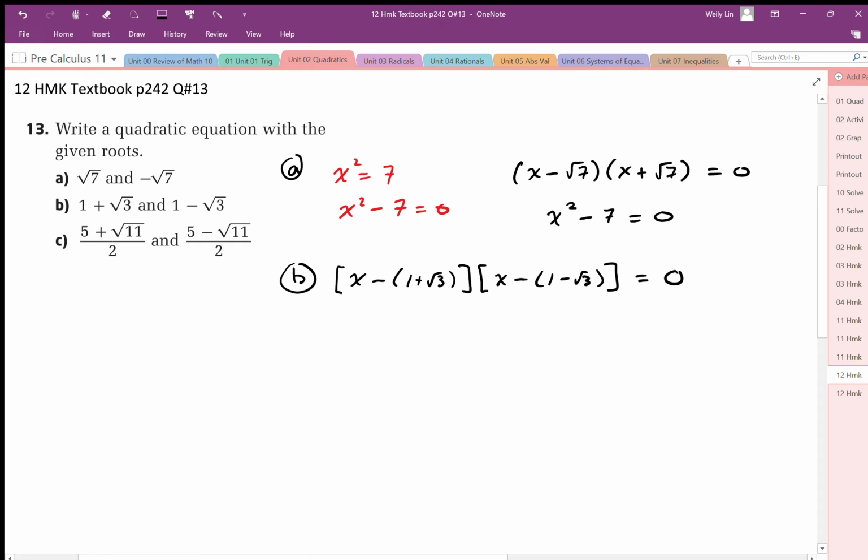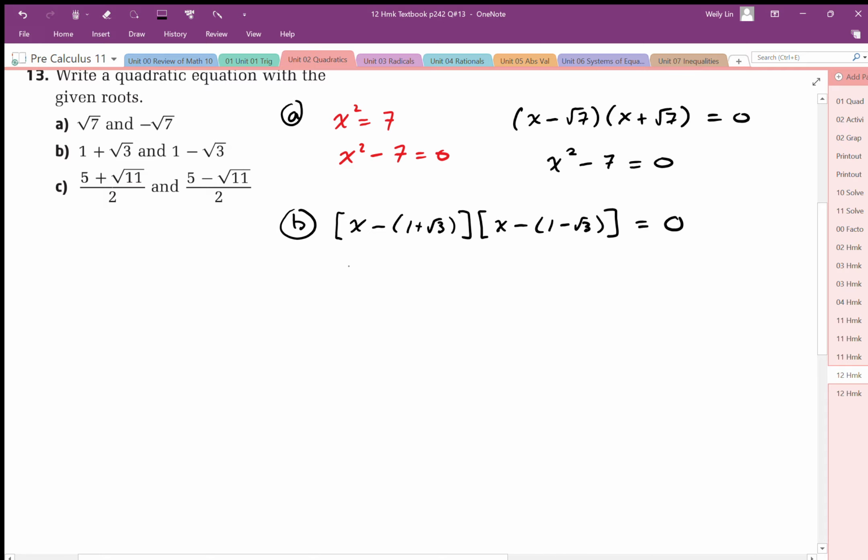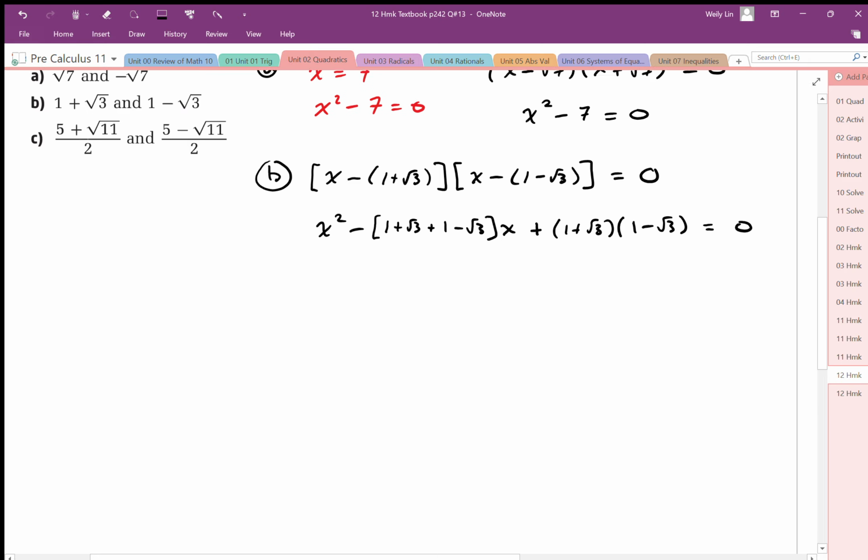To come up with the quadratic equation, I can expand this out: x squared minus, and because these are both minus, they're going to just add together, so I'm going to end up with the 1 plus root 3 coefficient plus the 1 minus root 3 coefficient, and that's going to be the coefficient on x, plus, because negative times negative, 1 plus root 3 times 1 minus root 3. That's a difference of squares. That's all equal to 0, and I could just simplify this expression.